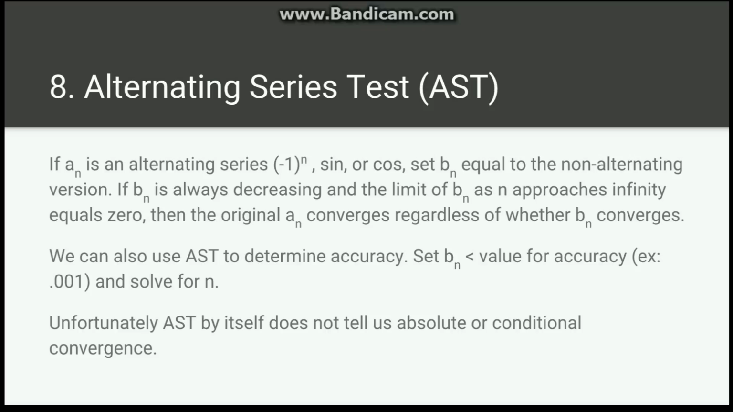We can also use AST to determine accuracy, where we set b sub n less than the value for accuracy and solve for n. Unfortunately, AST by itself does not tell us about absolute or conditional convergence.